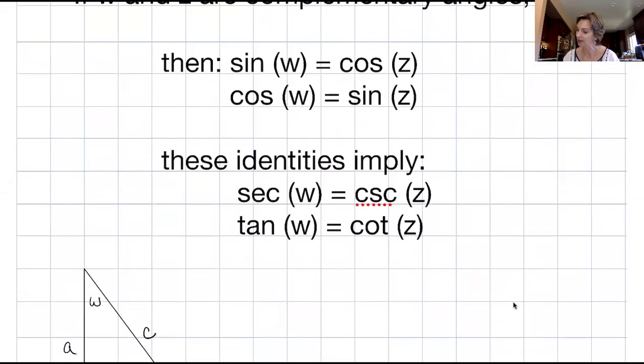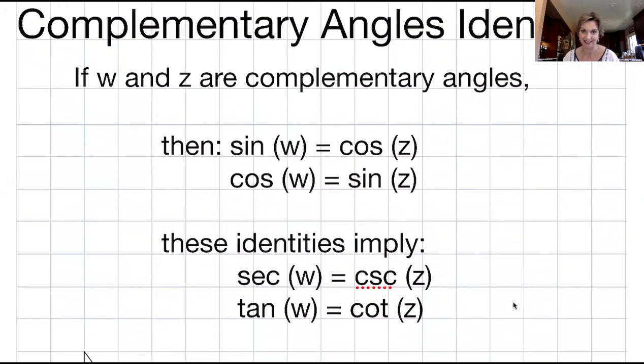Okay, so the complementary angles identities are that if W and Z, two angles, are complementary, then that means the sine of one of the angles equals the cosine of the other angle. Okay, just that simple. If they're complementary, the sine of one equals the cosine of the other. Now, that that's true also implies that the secant of one equals the cosecant of the other, and the tangent of one equals the cotangent of the other. Okay, so all three of those things are true.